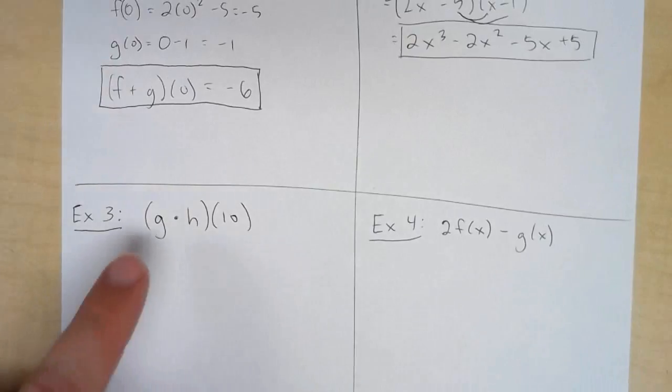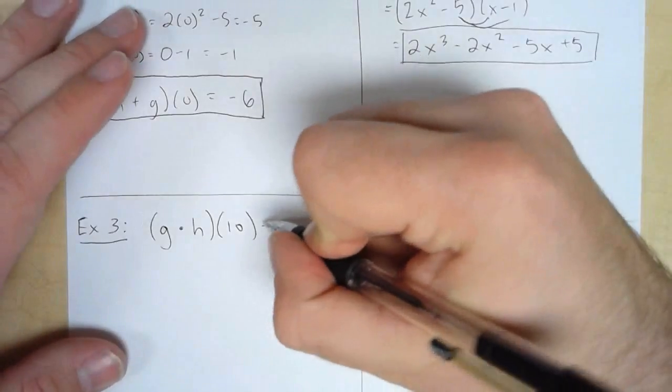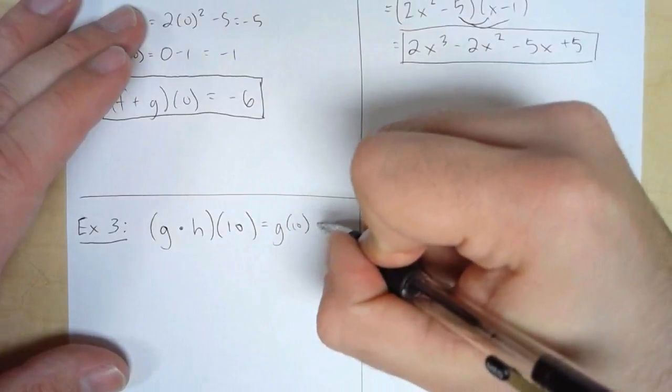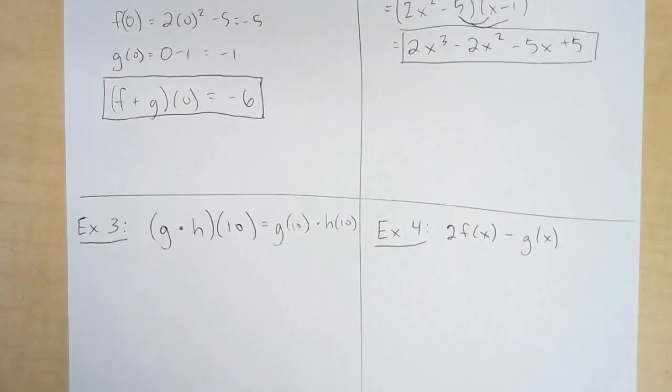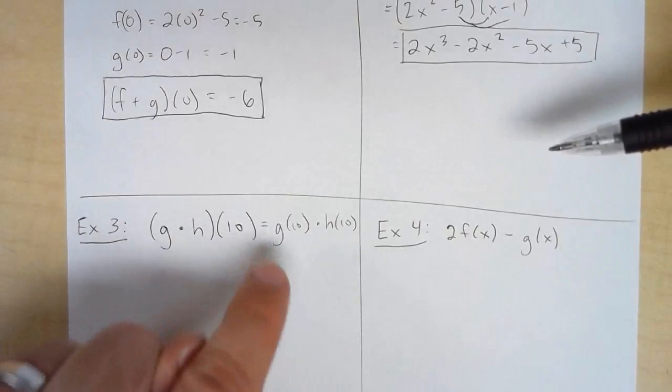Okay, let's look at the last part. So this says g times h of 10. So we could rewrite this as g of 10 times h of 10, and then I'm going to look at the functions and see if I want to multiply first like we have here and then evaluate, or if I want to evaluate and then multiply.